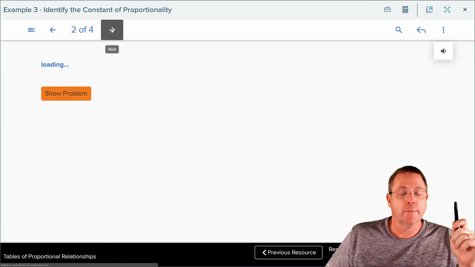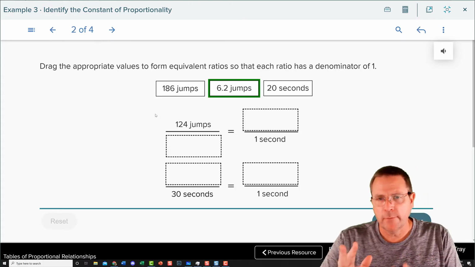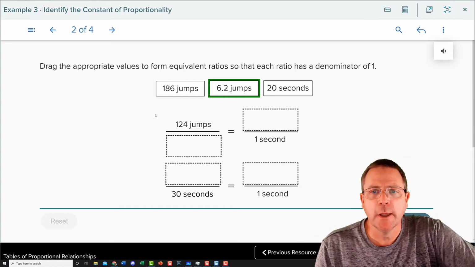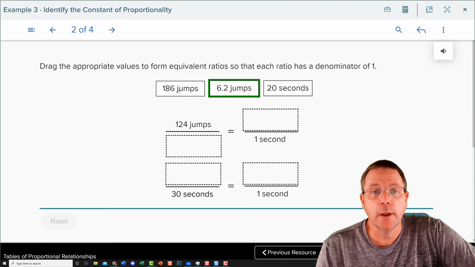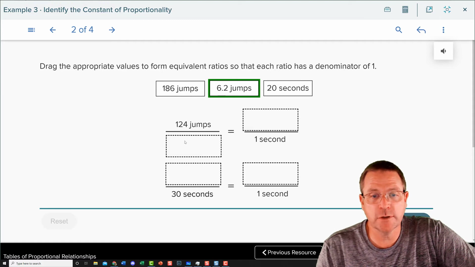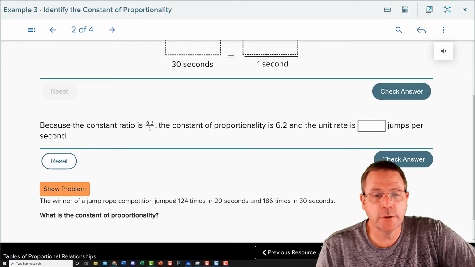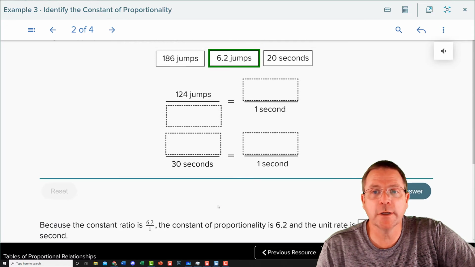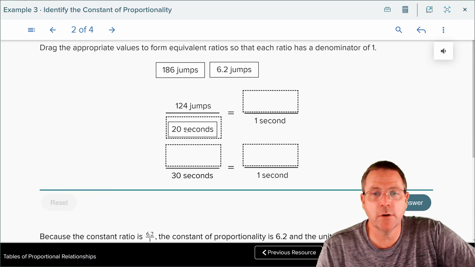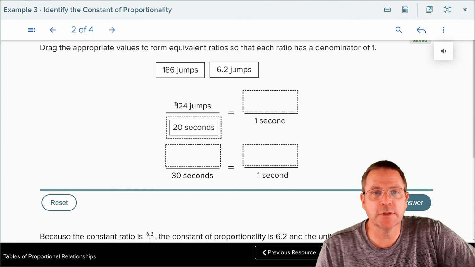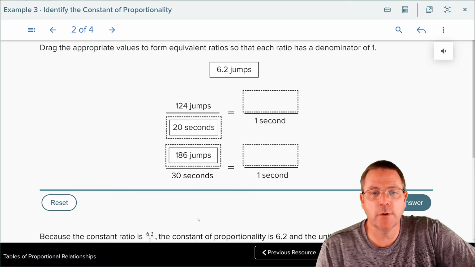So let's move forward. Now they want us to drag the ratios around to make equivalent ratios. Two different proportions. They want us to take and compare the number of jumps to the number of seconds. We can see that because they have jumps over something and something over seconds here. So, going back and looking at our problem, it says that the winner of the jump rope competition jumped 124 times in 20 seconds. That means that 20 seconds is going to go right here. And it also says 186 times in 30 seconds. So the 186 is going to go here.